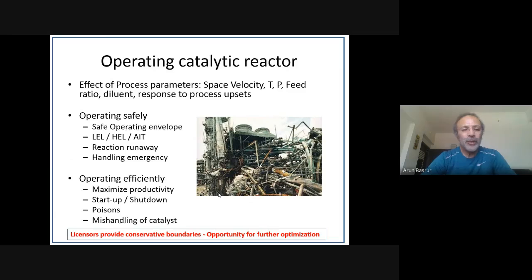One more thing that needs to be known is the effect of poisons. What can poison the catalyst? What materials or compounds in the feed can poison the catalyst? Whether the poisoning is reversible or irreversible, and what one needs to do to prevent these poisons from getting onto the catalyst. The last part is mishandling of catalyst.